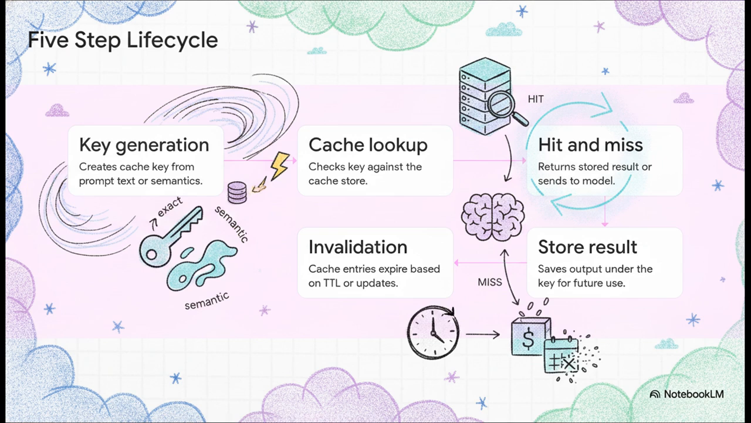Step 2 is the cache lookup against your store or vector database. Step 3, you either get a hit or miss. A hit returns the stored result instantly, bypassing the LLM entirely. Step 4, if it's a miss, the LLM processes it and we store that brand new result for next time. And finally, Step 5 is invalidation, where entries expire to make sure answers stay accurate and timely.